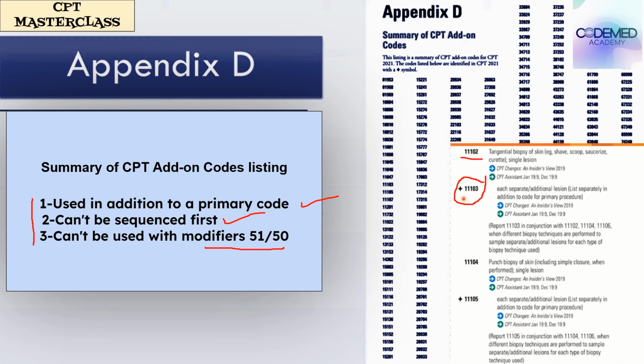So whenever I am mentioning the code 11103, I have to write the code 11102, and then only I can write the code 11103. So these are the first two tips: use in addition to the primary code, and it can't be sequenced first. And then the use of the modifier 51 and 50: we can never use the modifier 50 and 51 on the add-on code.